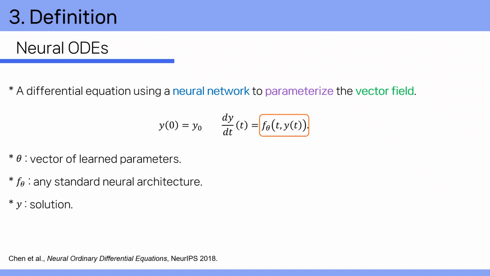So what are neural ordinary differential equations? In NeuralODEs, we represent the vector field using a neural network. To get our model's output, we start from the initial value y0 and solve this differential equation by integrating the neural vector field over time until the final time step.